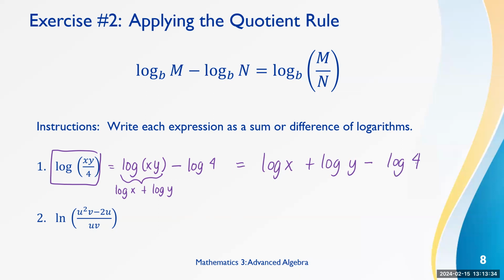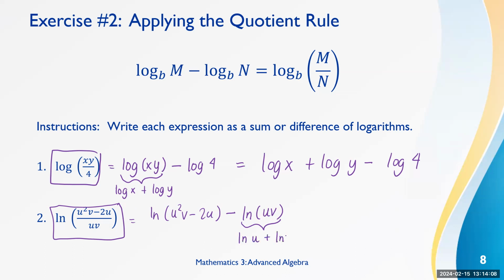Okay, so how about for the second item? Similarly, I can write this as ln of u squared v minus 2u minus ln of uv. Okay, so kung mapapansin natin, this term right here, the argument is uv, so that is u times v. So I can apply the product rule further. So this becomes ln u plus ln v.